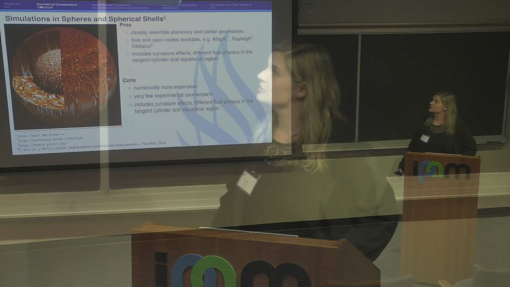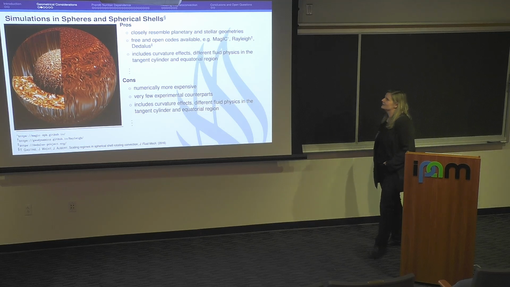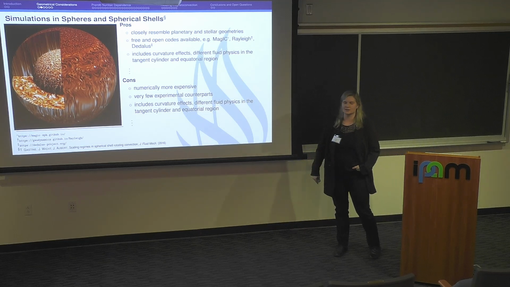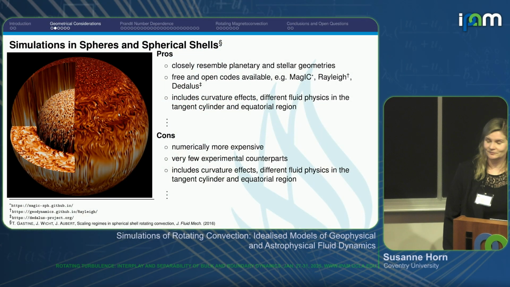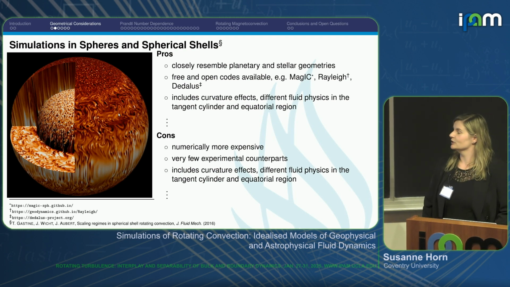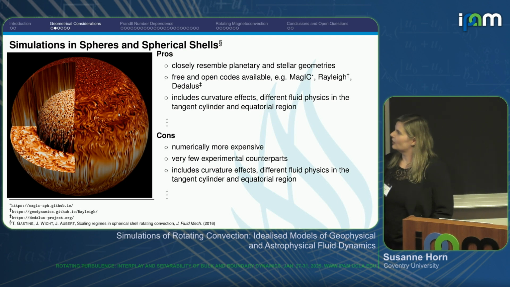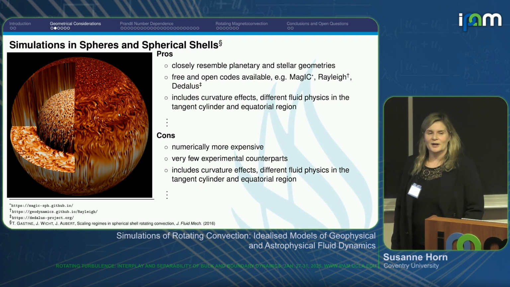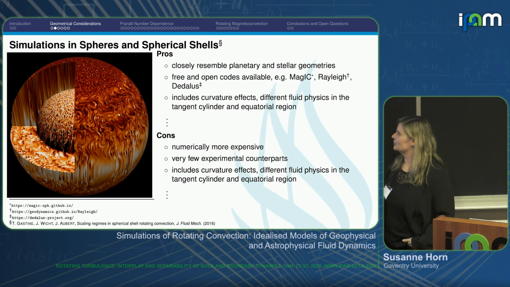So for example, here is the simulation of Thomas Gastine. I think this picture has been used very frequently. And of course, a big pro of the spherical shell simulation is that it looks like a planet. So that's obviously a pro. We also know that there are lots of open codes available that everyone who wants to do numerical simulations can use, like Magic, Rayleigh, Dedalus. And then on the con side, of course, it's numerically more expensive than if you would do a nice local model, if you would just use a cylinder, for example.